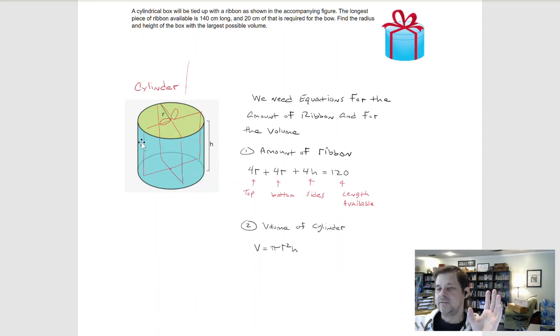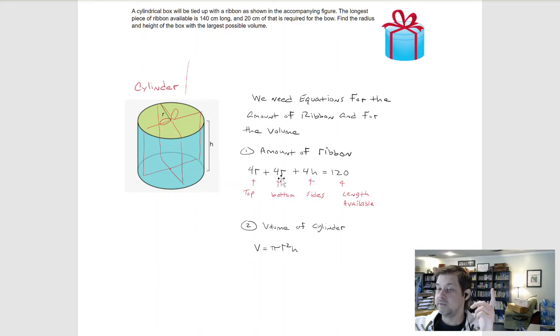Okay, now what else? I have 4 lengths of ribbon along the height or sides. So a cylinder has a circular radius on either the top or the bottom, and it has a height from top to bottom. Okay, so I see 1, 2, 3, 4 H's. So there's the amount of ribbon on the top, 4 lengths of radius.